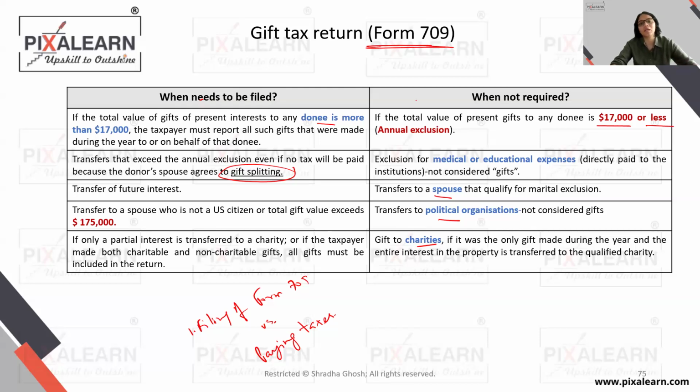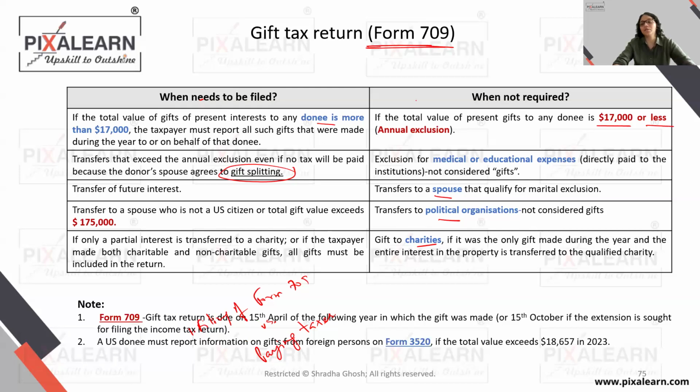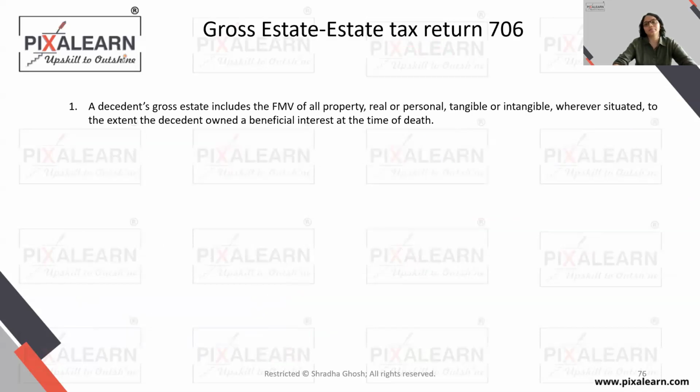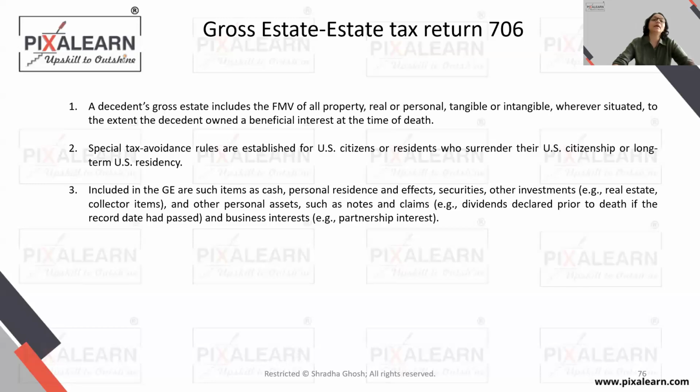And the third part is gift tax splitting, which anyways you're doing. Okay. What is the due date? Due date is 15th April or 15th of October, right? And yeah, then we have estate.